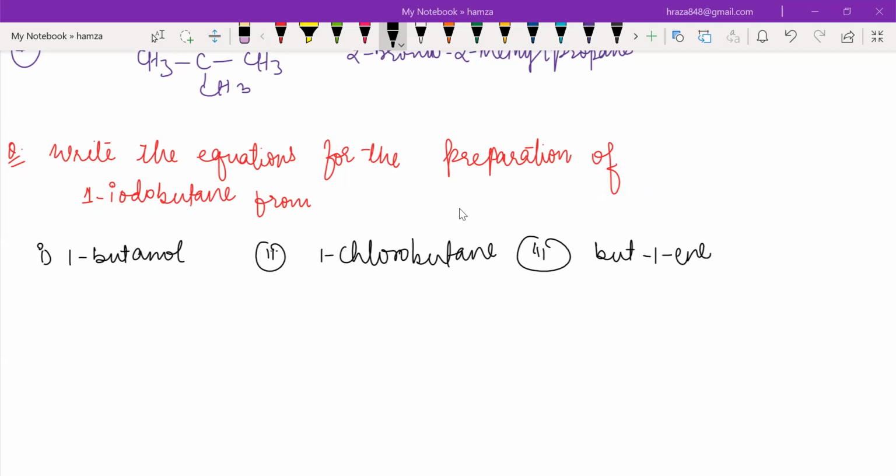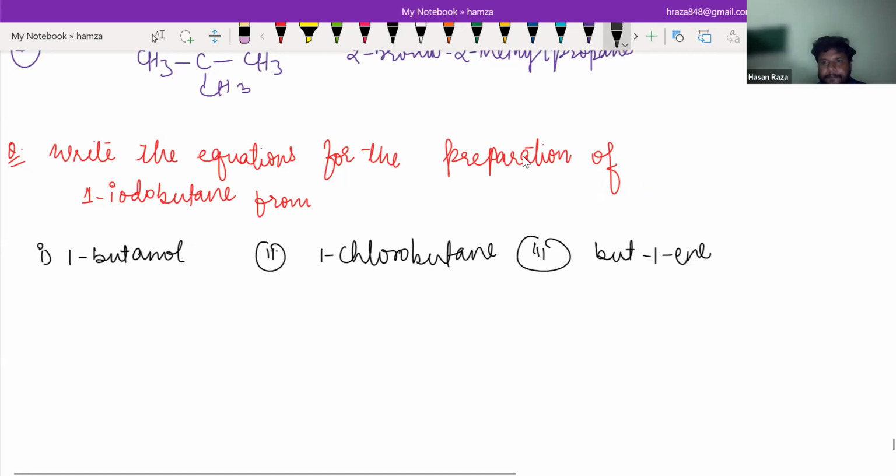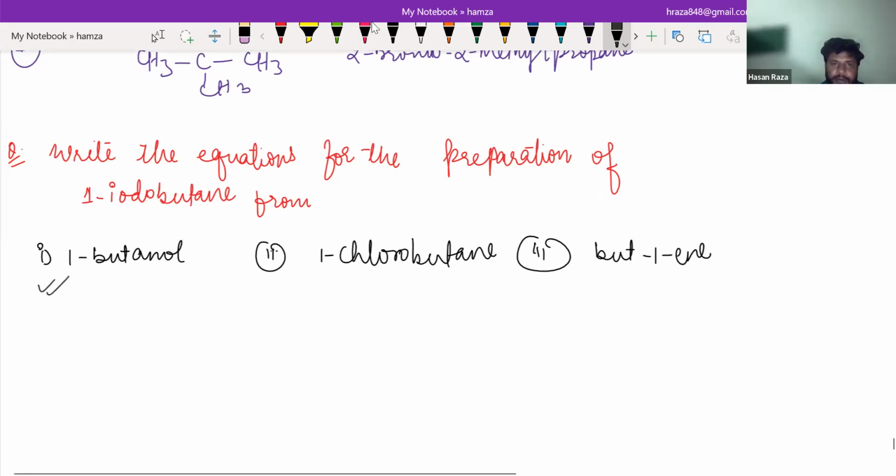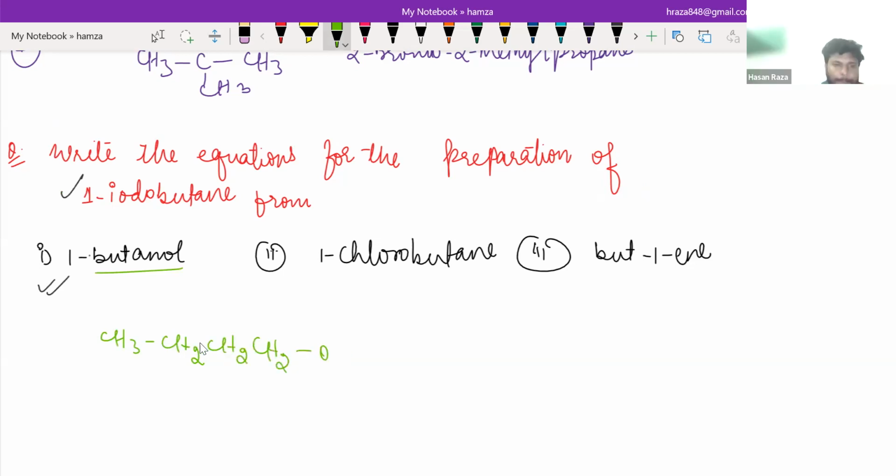Sir, how to do the first one? In this we'll add iodine to the first one with the help of hydrogen, right? No. See, what we need to do here. This is reactant. We need to prepare this from this. That means I'm going to write in equation 1-butanol, CH3, CH2, CH2, CH2, OH. This is 1-butanol. Yes or no?